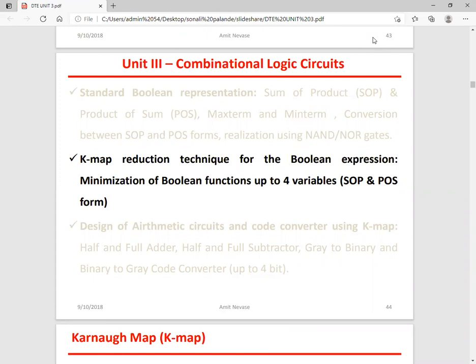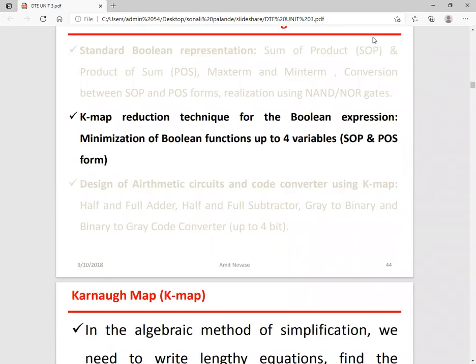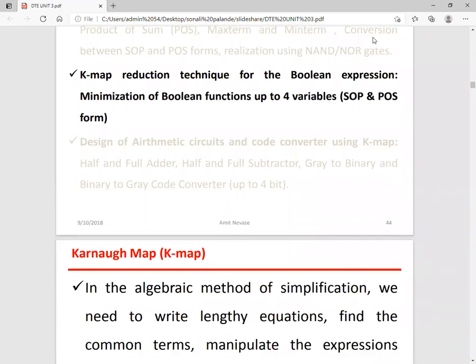In this session, we will discuss the combinational logic circuit. The points are the Kmap reduction technique for Boolean expressions, minimization of Boolean functions up to 4 variables, SOP and POS form. So let's start the session.